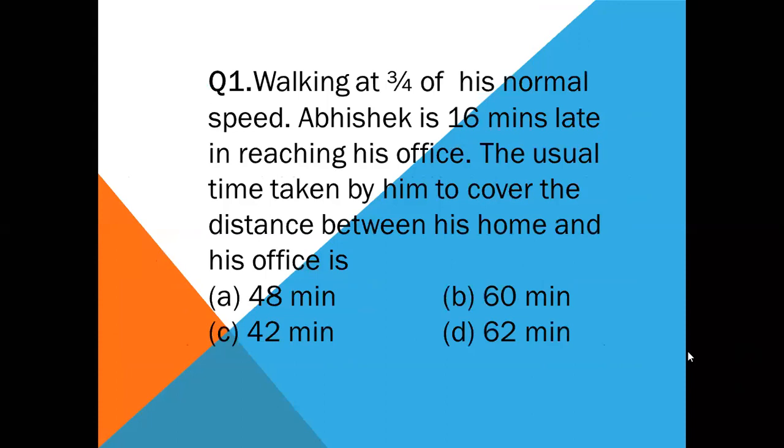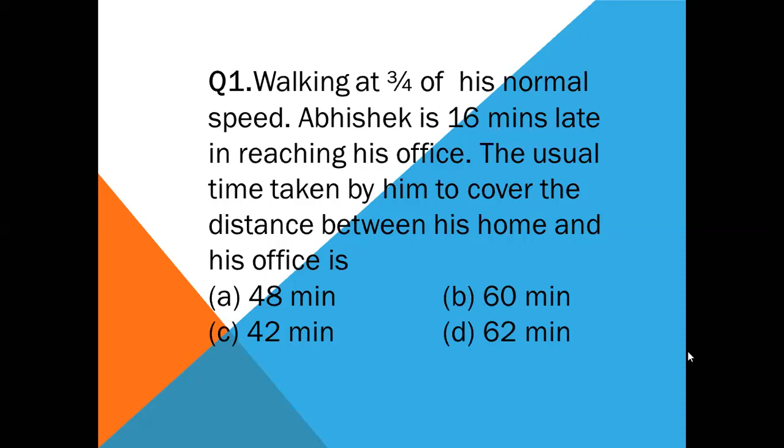Okay, so now let us move on to a few questions. We are moving to our first question. Now we will be using all those formulas that we have done till now in these few questions. I have taken certain different questions. Question number 1: walking at 3/4 of his normal speed, Abhishek is 16 minutes late in reaching his office. The usual time taken by him to cover the distance between his home and his office, that you have to find.